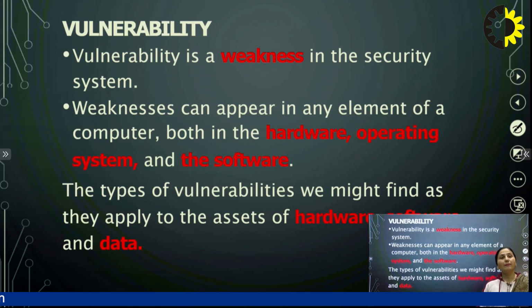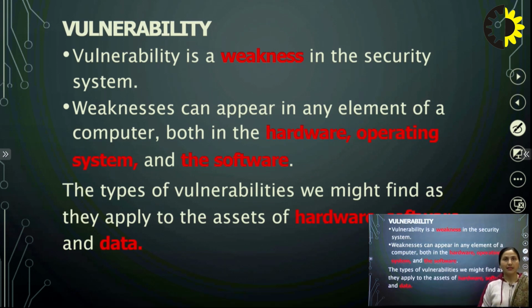Now, I will be discussing vulnerability. What do we understand by the term vulnerability in computer system security? It is a weakness in the security system. Vulnerabilities are basically weaknesses in the security system. They can appear in any element of a computer. That means we can talk about the hardware, the operating system, as well as the software. Any sort of weakness in the security system in a particular environment is what is called a vulnerability.